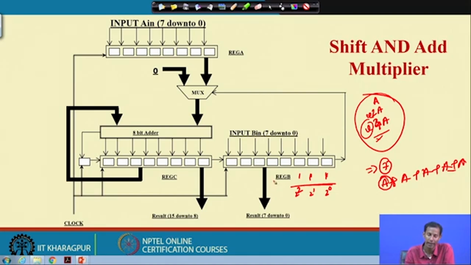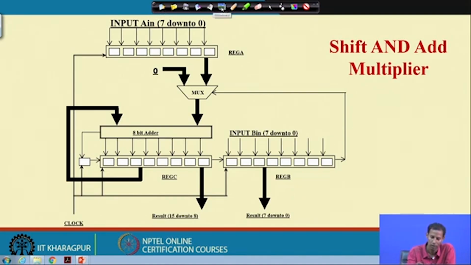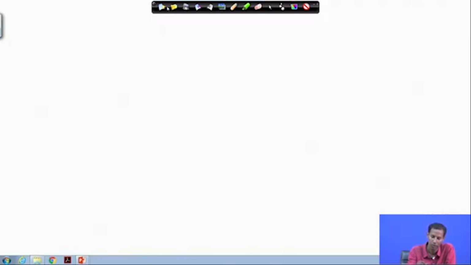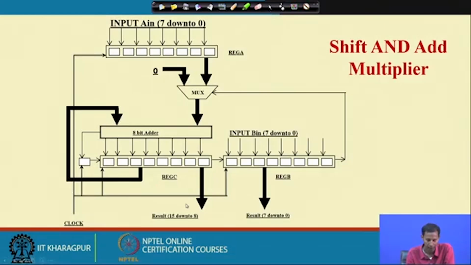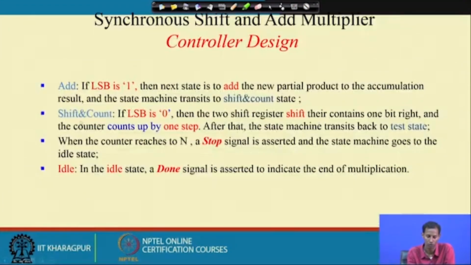Okay. So, that is why, based on this particular case, now I can. So, this is the controller design, that means this is the condition. If the LSB of B is 1, then add and then shift and count. In shift and count, if the LSB is 0, then go to the next step, that means the count goes up by 1 step.